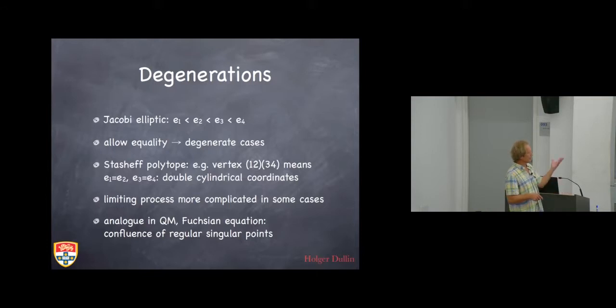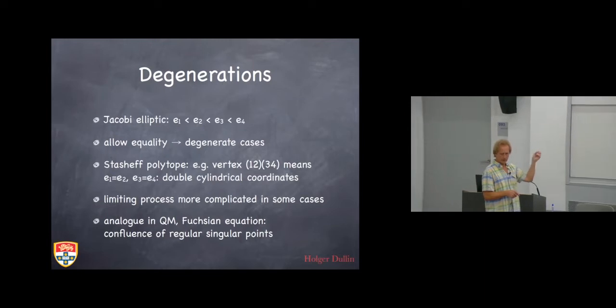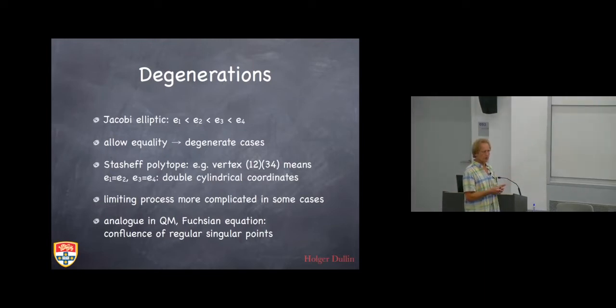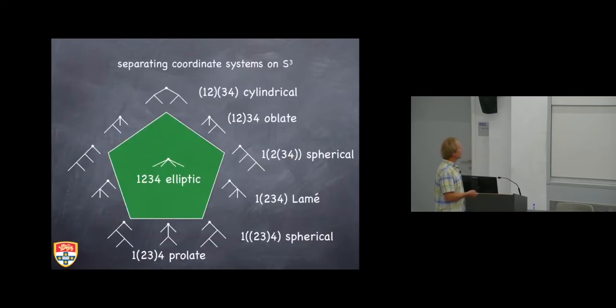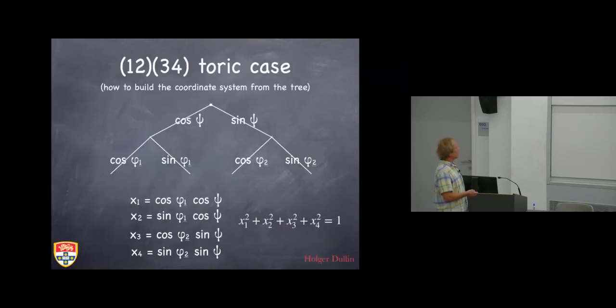And in general, you can do this limiting process, and it gets something slightly more complicated. In quantum mechanics, you start with Fuchsian equations, and then going to these limits means that you have confluence of all of the Fuchsian equations. Okay, I think we've had this before. Let me just briefly explain, for example, this 1, 2, 3, 4 case.